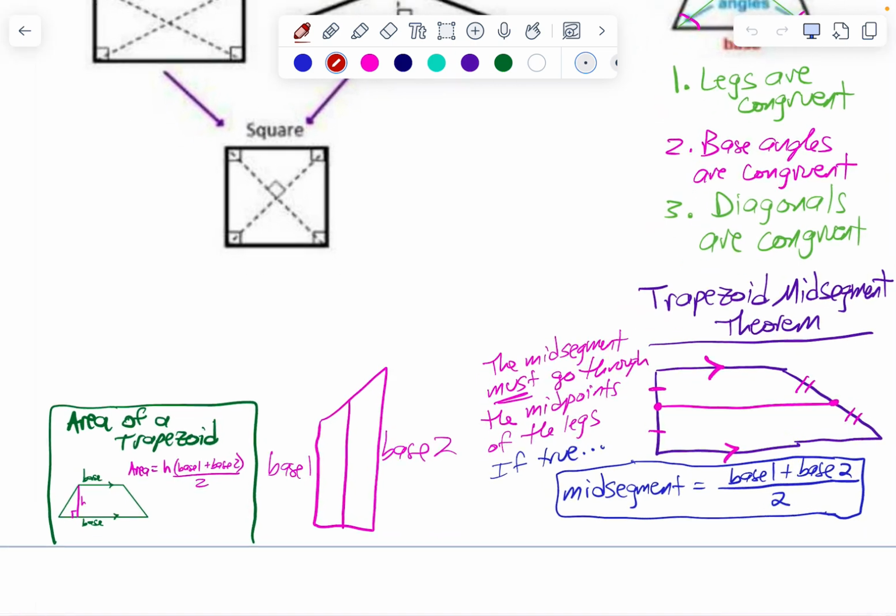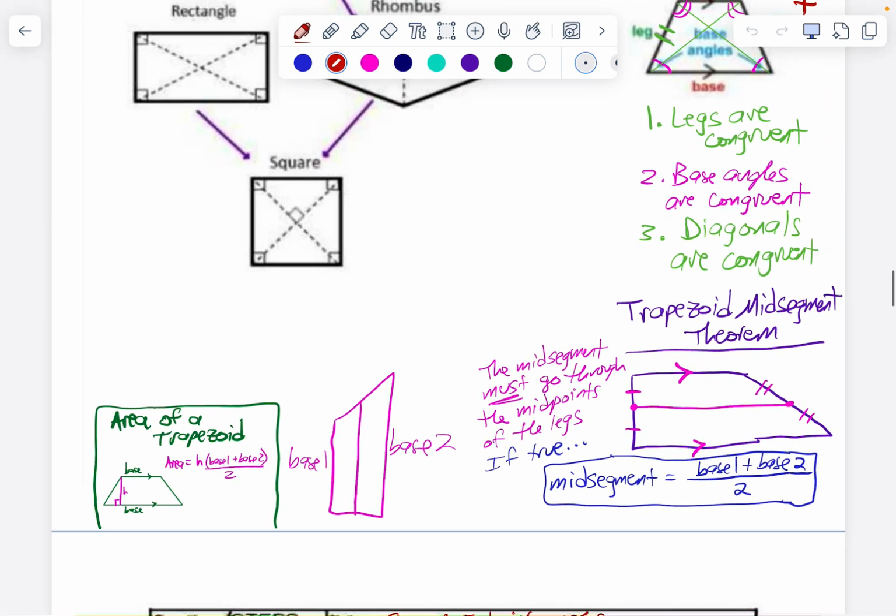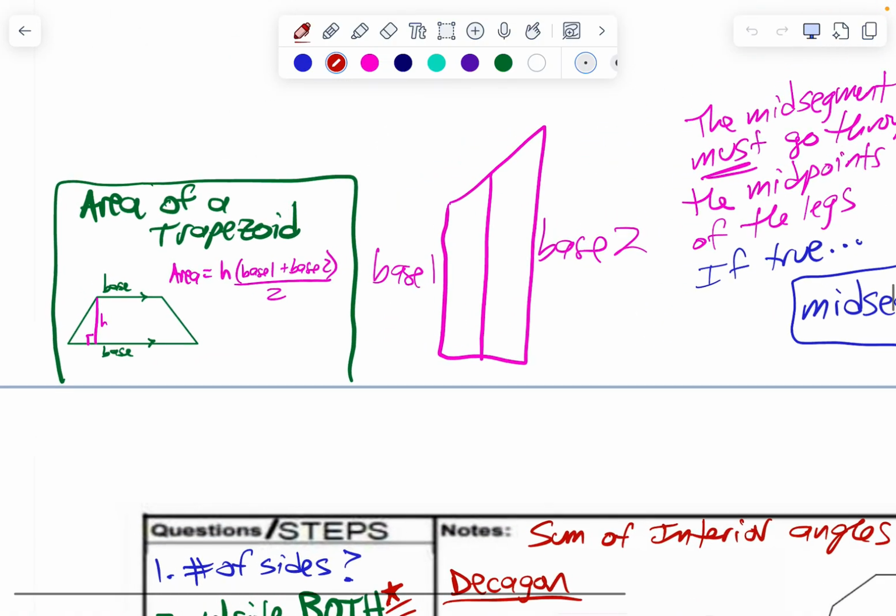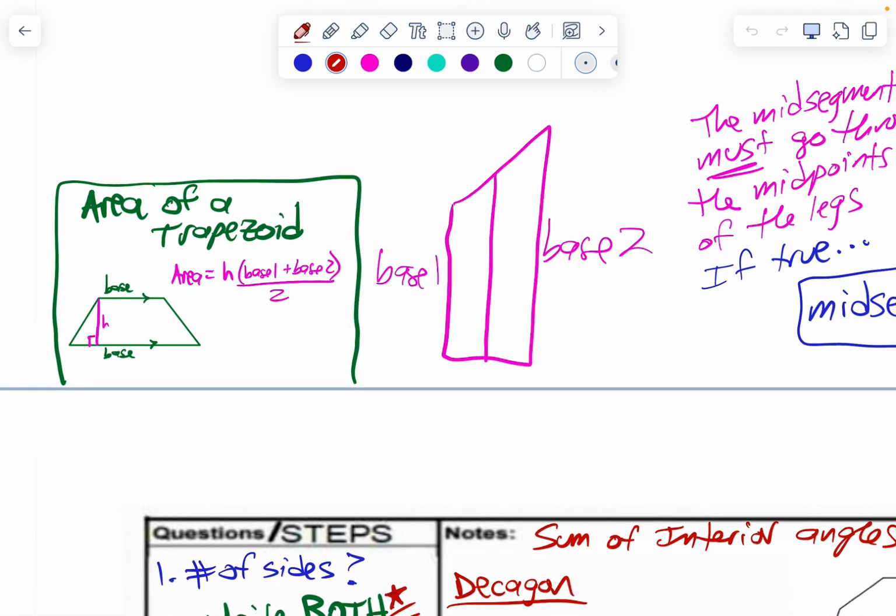And then the last two things we talked about was this mid-segment theorem, where if we are told that this pink line is the mid-segment, meaning it's going through the two midpoints, and we're shown that by the congruent marks, then it is half of the two bases added together. So base 1 plus base 2 divided by 2. And that looks similar to the area of a trapezoid, only we just add the height in front, so h times.